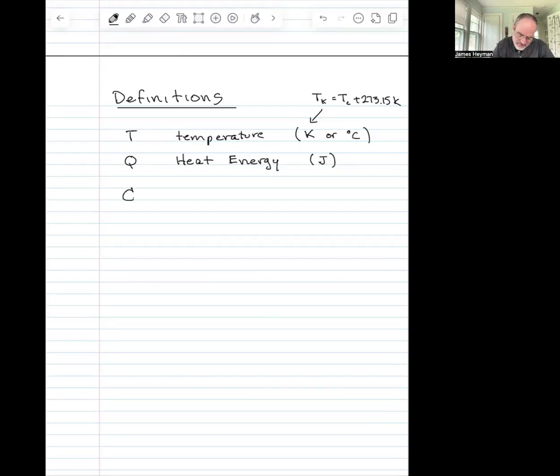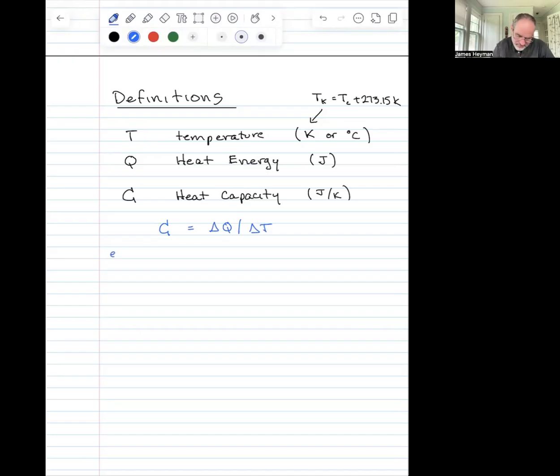The next variable is the heat capacity. Heat capacity has units of joules per Kelvin, and it's defined in this way. The heat capacity of an object is given by the amount of heat we have to add to get a change in temperature, delta T.